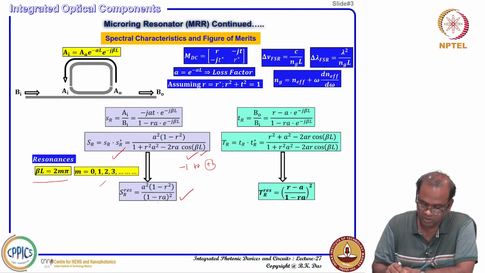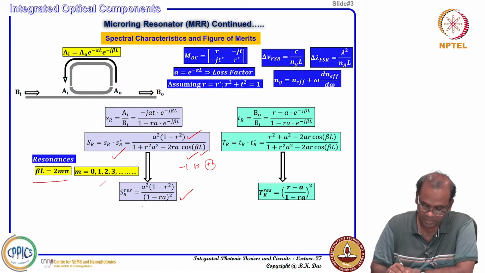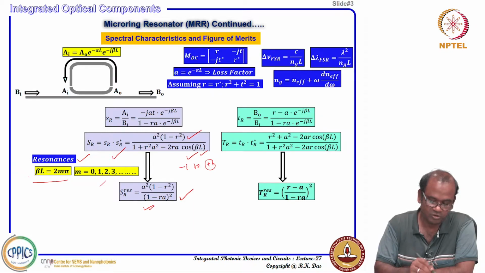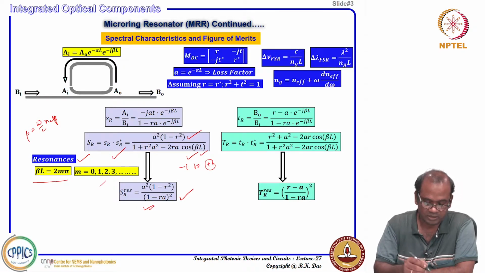That means it will be 1 minus r a square, and the numerator is a square multiplied by 1 minus r square. So, that is the resonance condition, and that resonance can be expressed. Beta, we know, has a relationship with omega by c n effective. So, beta can be converted into omega.